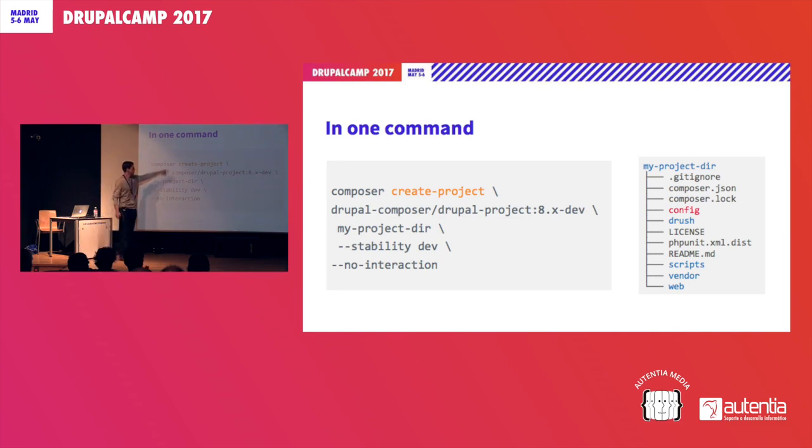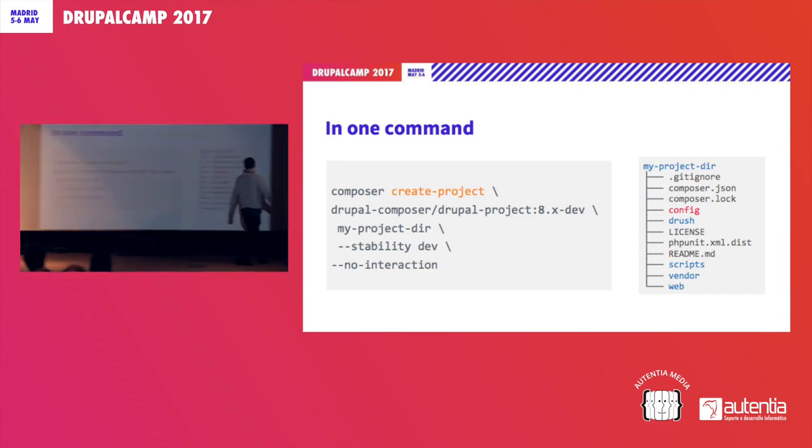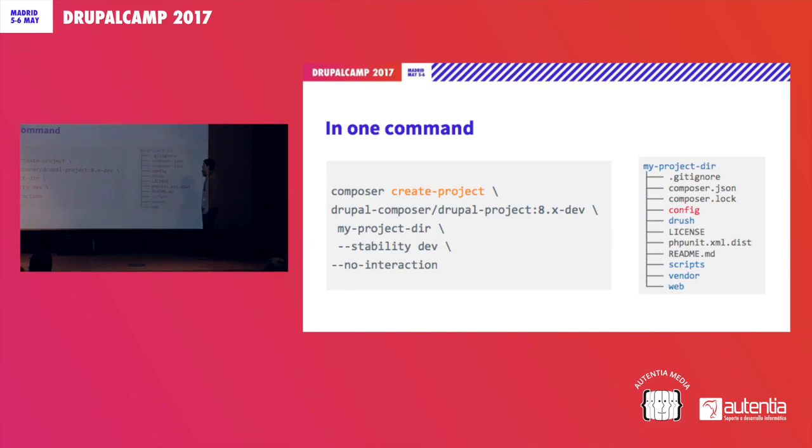So with composer create-project, we specify the vendor name, drupal-composer, the project name, drupal-project, and then we use the 8.x branch. We specify the directory where we want to put our site. Stability will be the minimum stability for our modules, and the no-interaction flag, which is useful for CI scripts, means we don't get asked any questions. Basically, we'll use the defaults. The result of executing that command is basically this.